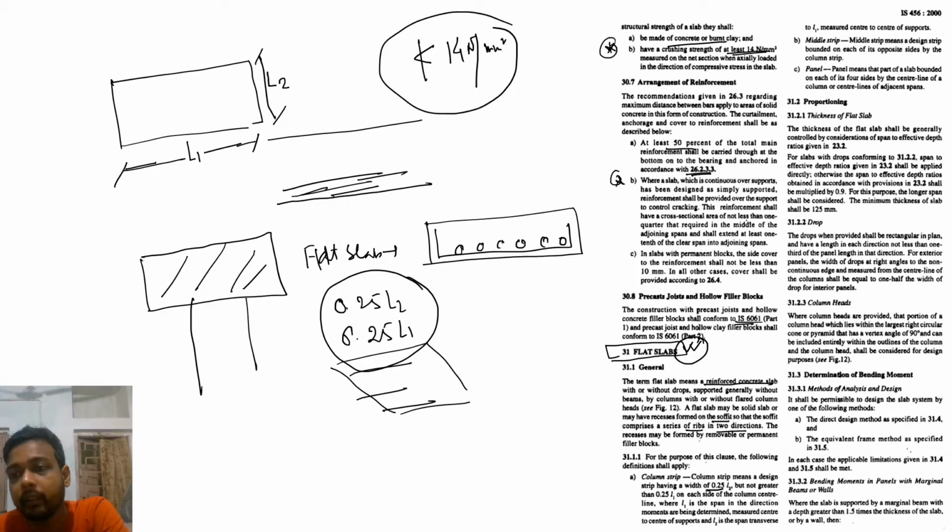Now we talk about the middle strip. Middle strip means a design strip bounded on each of its opposite sides by the column strip. Panel. The panel means the part of the slab bounded on each of its four sides by the column center lines. Proportioning. The thickness of flat slab shall be generally controlled by consideration of span to effective depth ratio. The slab with drops shall be multiplied by 0.9 for this purpose. But minimum thickness of slab shall be 125 mm.